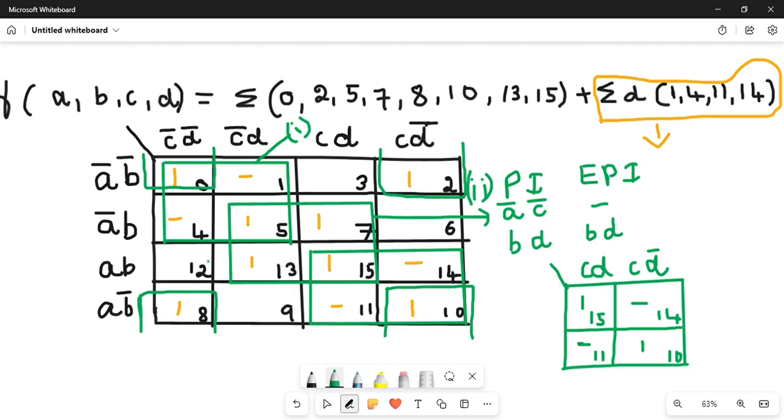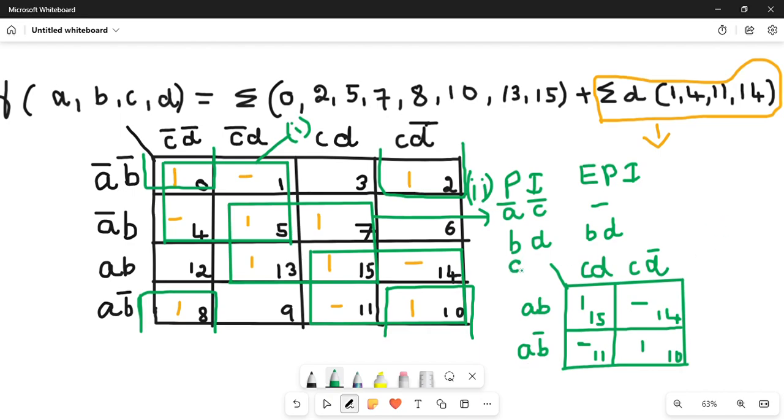In the row with cells 15 and 14, what is there? A and B is there, right, AB. And in the 11th and 10th row you have AB bar, right. So now if I take the common from this, what common do I take? It is A and C.